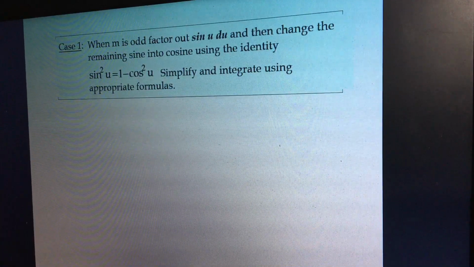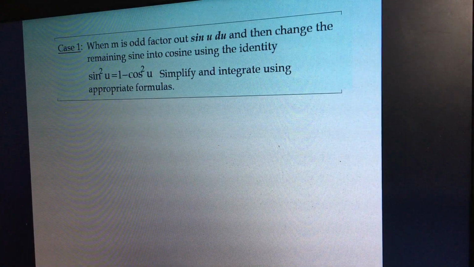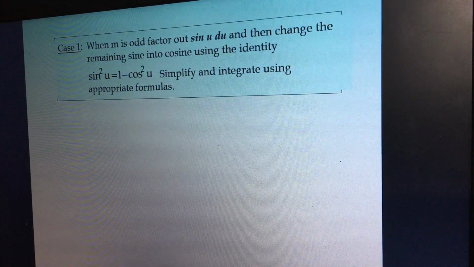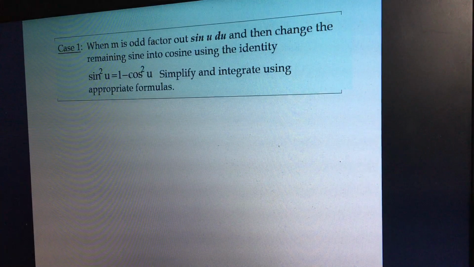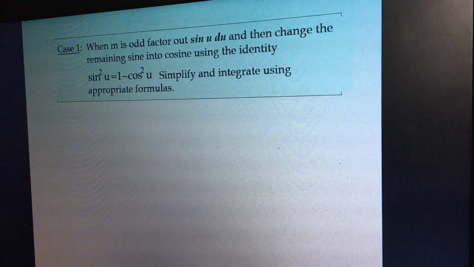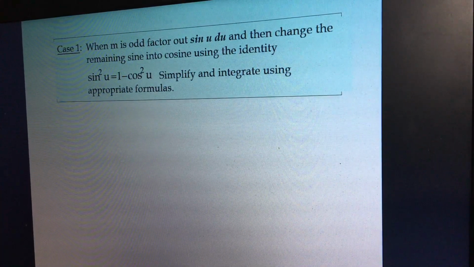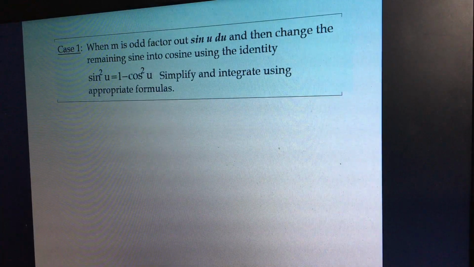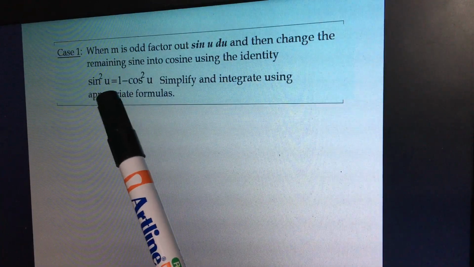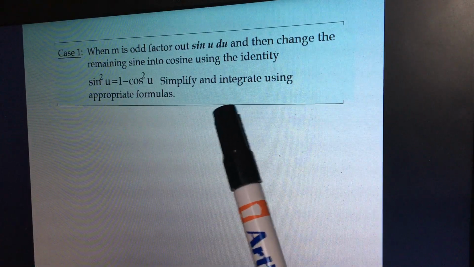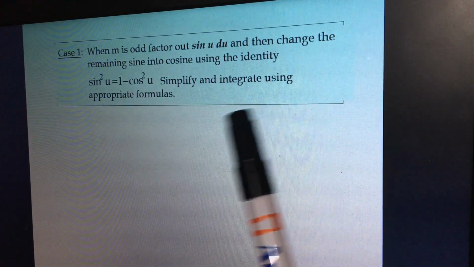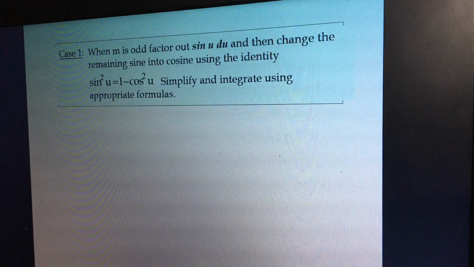One is when m is odd, factor out sine u du and then change the remaining sine into cosine using the identity sine squared u equal to 1 minus cosine squared u, and then simplify the result and integrate using the appropriate formulas.